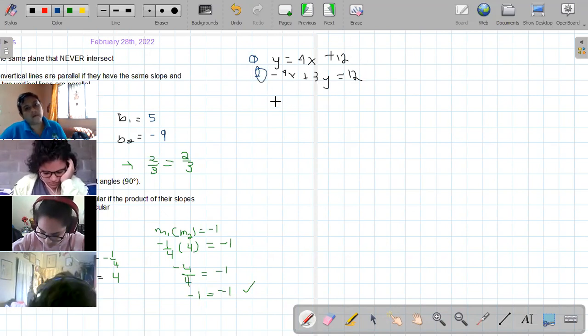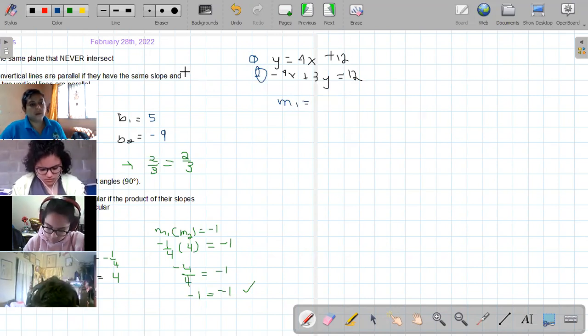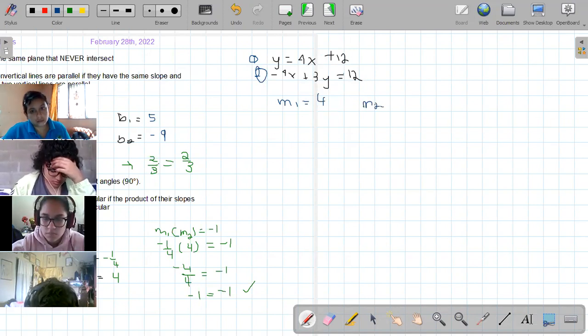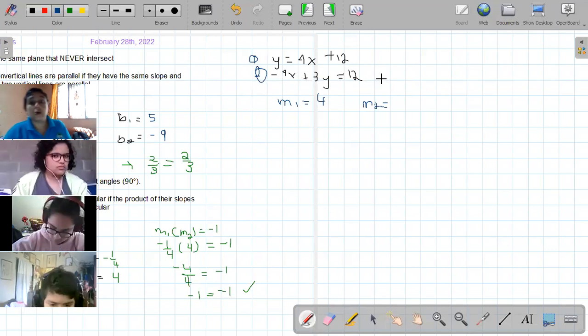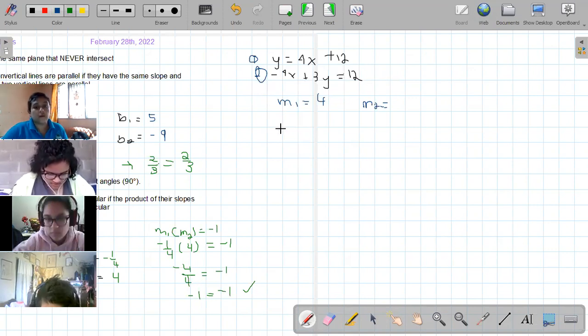Okay, what is the slope of equation 1? What is the slope of the first? Exactly, 4. Can I determine the slope of equation 2? No, right? Because this is in standard form. So before doing anything else for equation 2, I need to transform it to what? To the slope-intercept form. So that's what I'm going to transform over here.